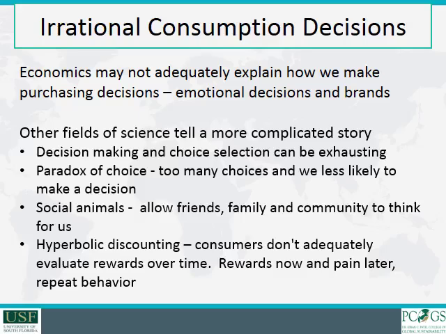We may also be hardwired at a neurological level in such a way that our preferences are shaped by the status quo, by the systems themselves. The final consideration is called hyperbolic discounting. Here, consumers don't adequately evaluate rewards over time. They prefer rewards now, and if it's a consequence, pain later, and this process is repeated.